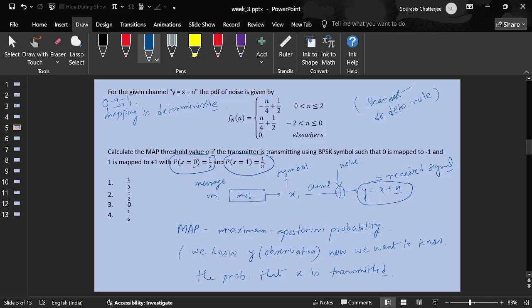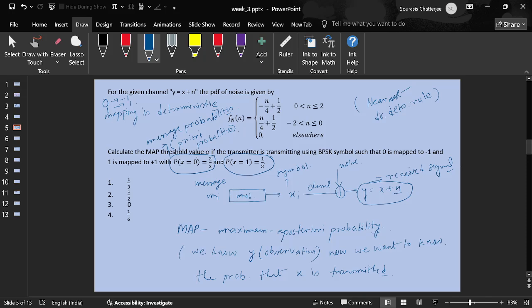So when it says probability of X equal to 0 is 2 by 3, it means at the transmitter side, when you observe over a large time interval, every 2 out of 3 bits are zeros and every 1 out of 3 bits is 1. So these are called message probabilities. They are also known as a priori probabilities, or prior probabilities.